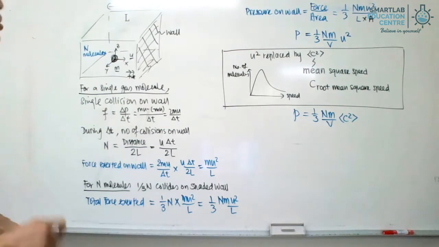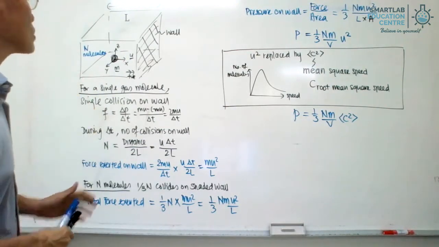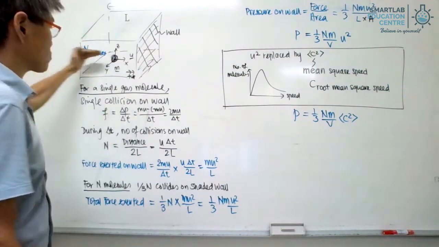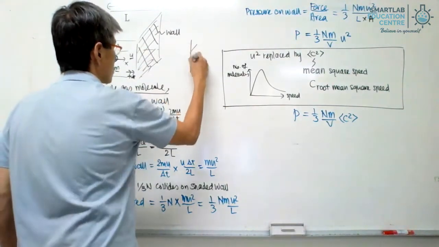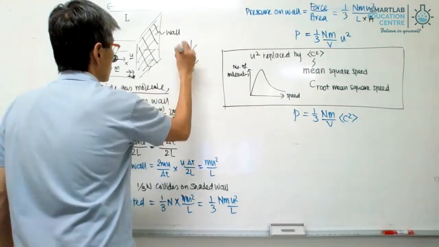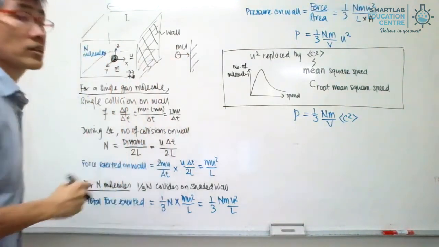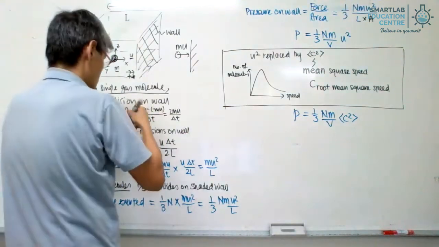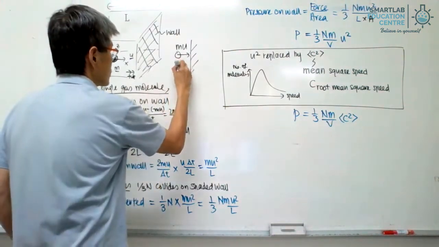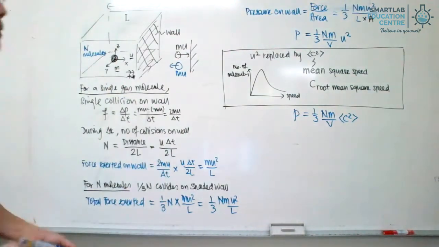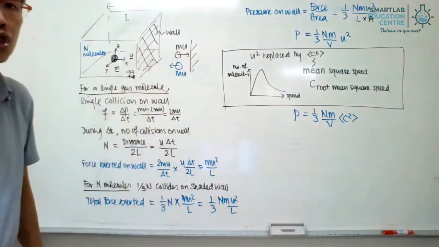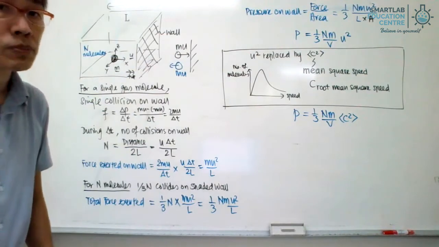So a couple of assumptions to take note. The first assumption is clearly that when the ideal gas molecule hits the wall, it hits the wall perpendicularly, which means that if this was the wall, the molecule will collide, and just before it collides, its momentum is mu, and after colliding, it will depart with a momentum mu, but in the opposite direction. So the first assumption is that the collision on the wall has to be perpendicular.